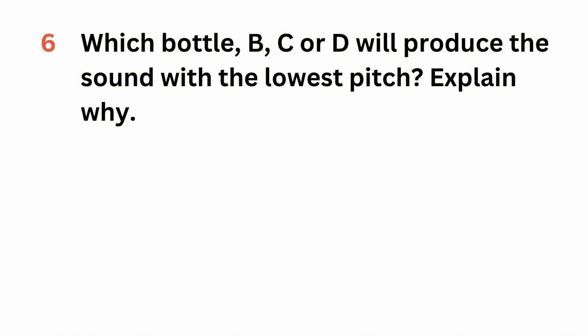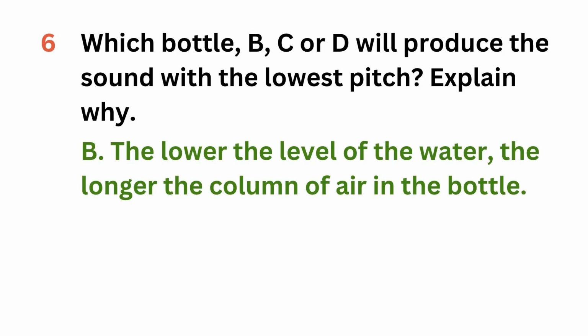Question number 6. Which bottle, B, C, or D, will produce a sound with the lowest pitch? Explain why. The bottle B. The lower the level of the water, the longer the column of air in the bottle.